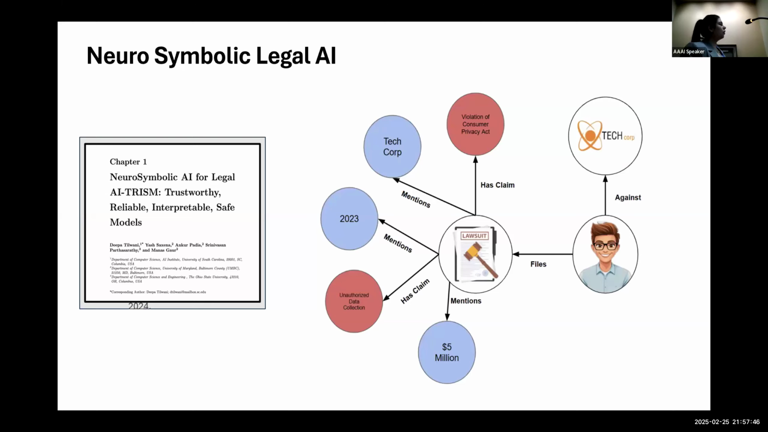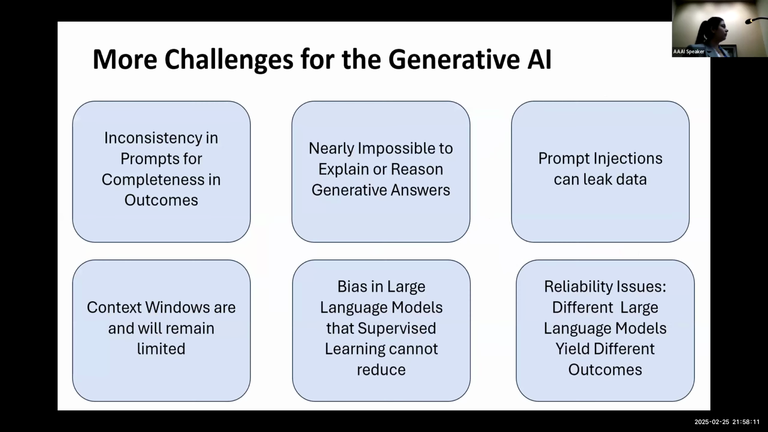So we have to define a legal domain knowledge graph, which has all these things like claims, mentions, and how much of the claim it was, and whether it was against or for. These kinds of things we can define in a proper legal knowledge graph, and then use that knowledge graph for citing that claim in the generated answer.